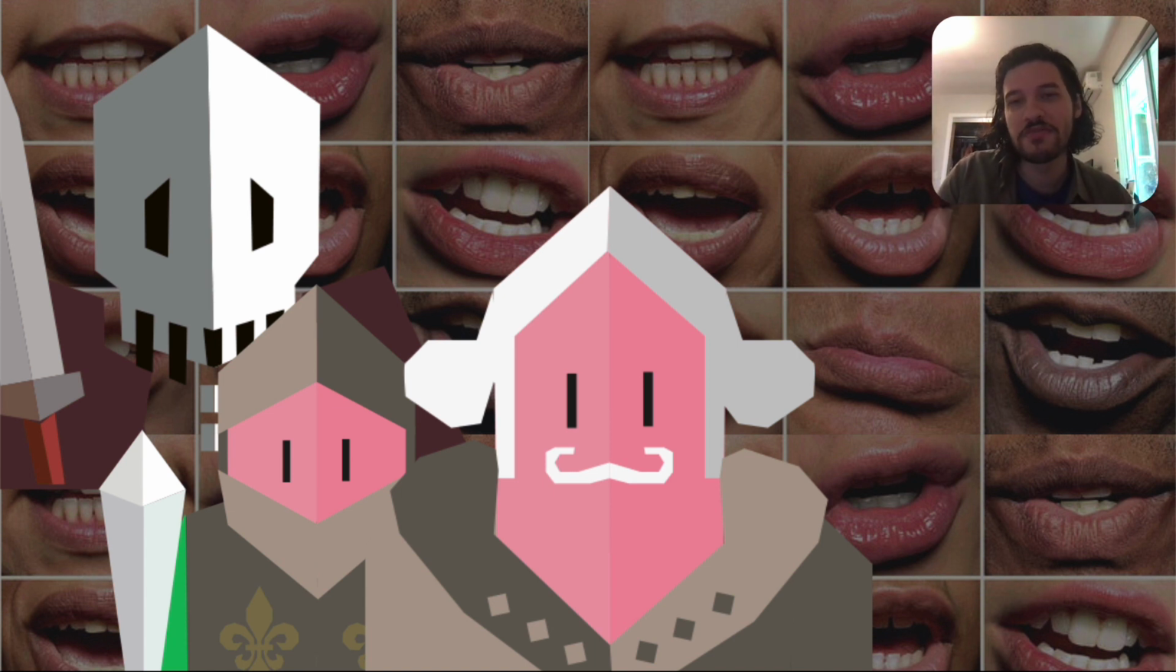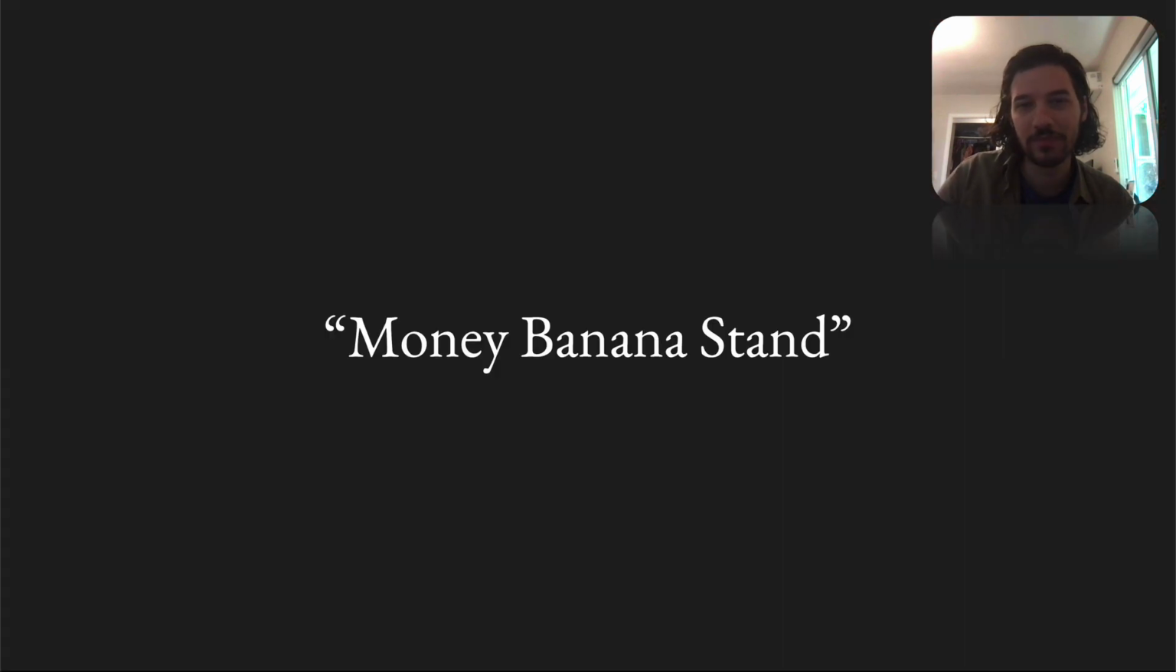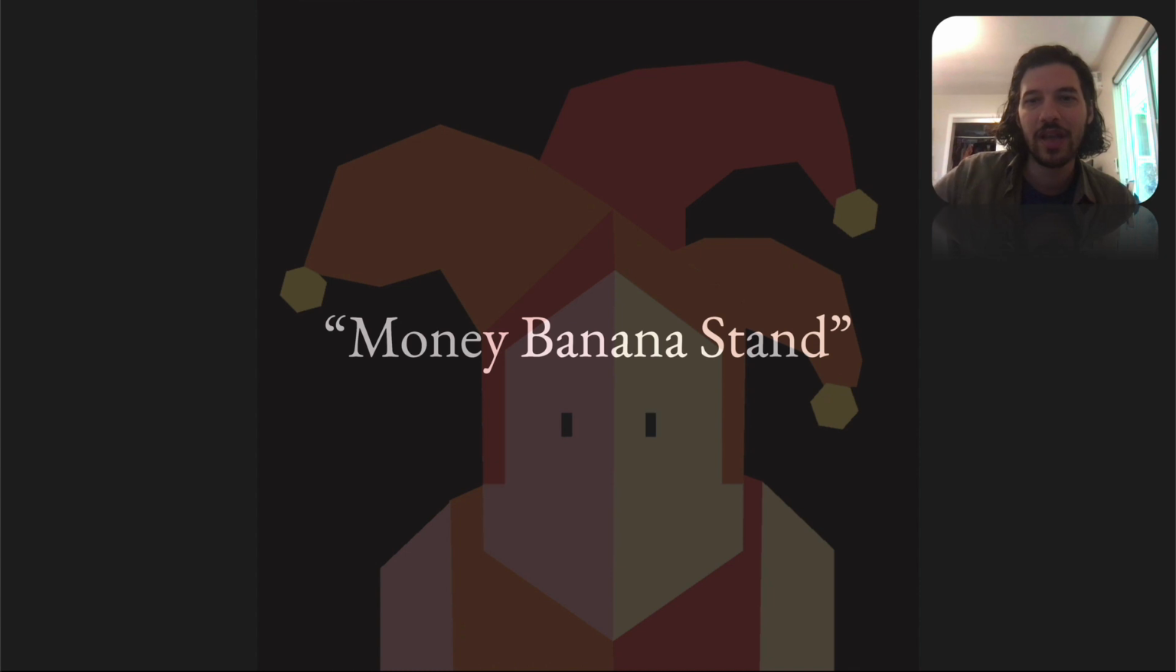We would start with a seed phrase, something like this one, "Money banana stand." And we'd ask the voice actor to riff on this phrase and to embody the persona of one of the characters in the game. In this case, we linked this phrase with the jester. We'd ask them to riff in a stream of consciousness way, keeping in mind the sounds associated with this phrase.